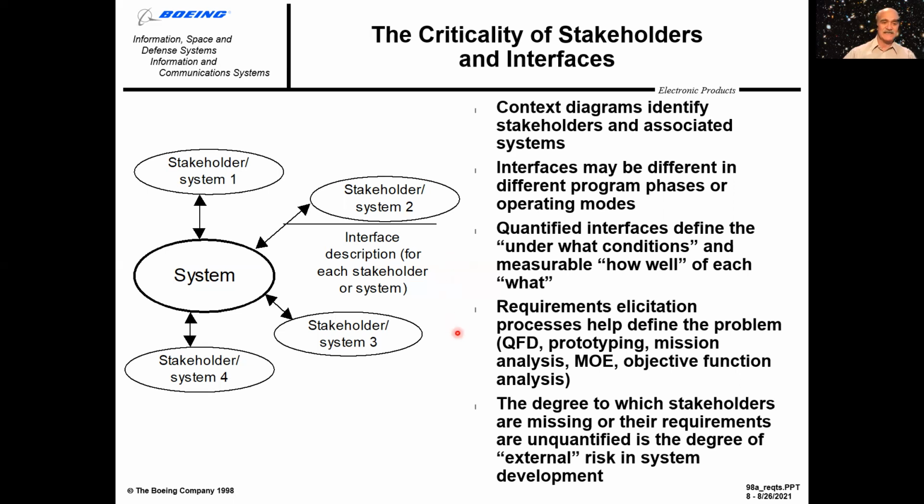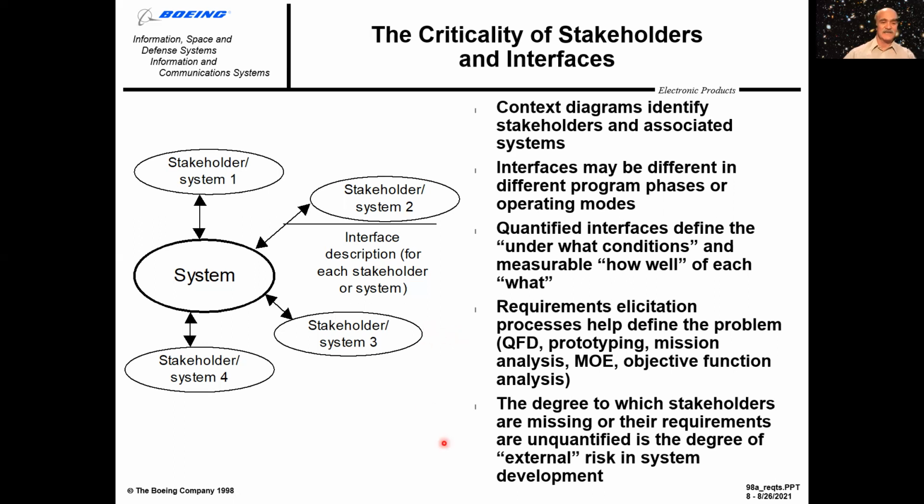Requirements elicitation processes can help define the problem using such techniques as quality function deployment, QFD, prototyping, mission analysis, measures of effectiveness analysis, objective function analysis. Sometimes these will be in conflict. And someone, the requirements analyst, is going to have to reconcile and prioritize those things, because it may be, for example, that not all stakeholders can be maximally satisfied at the same time. Obvious example, performance versus cost. We want to maximize performance, but we want to minimize cost. Well, there may have to be some give up. You have to give up some performance in order to get a price that's acceptable to the acquirer or the user.